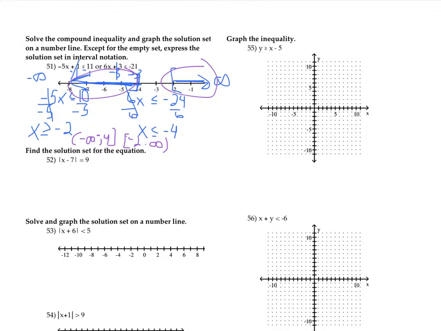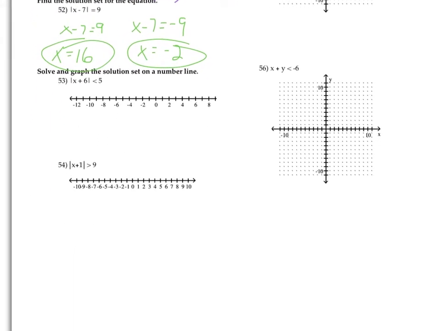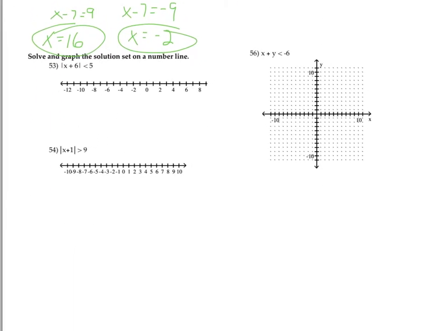The solution set for the equation, we would do two equations whenever we have absolute value. We have x minus 7 equals positive 9, and x minus 7 equals negative 9. We solve them both by adding 7, so x equals 16, and also x equals negative 2. Two answers for the price of one. Anytime we do absolute values, we should get two answers like that, even when we're doing inequalities.